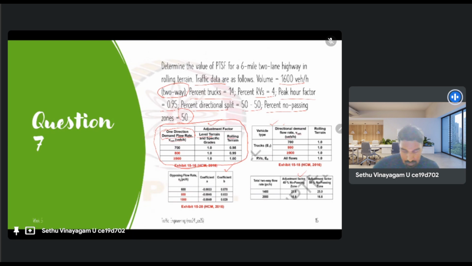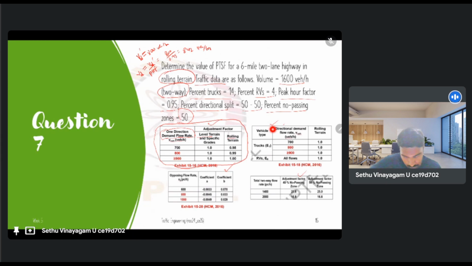So what is the demand flow rate in our case? We saw that demand is 800 vehicles per hour. Let's call the demand flow rate VD, not VD prime. That will be VD prime divided by the PHF, so 800 by 0.95, which is 842 vehicles per hour. This 842 is our input, and the other input is the type of terrain, and it is given that this two-lane highway is in rolling terrain.